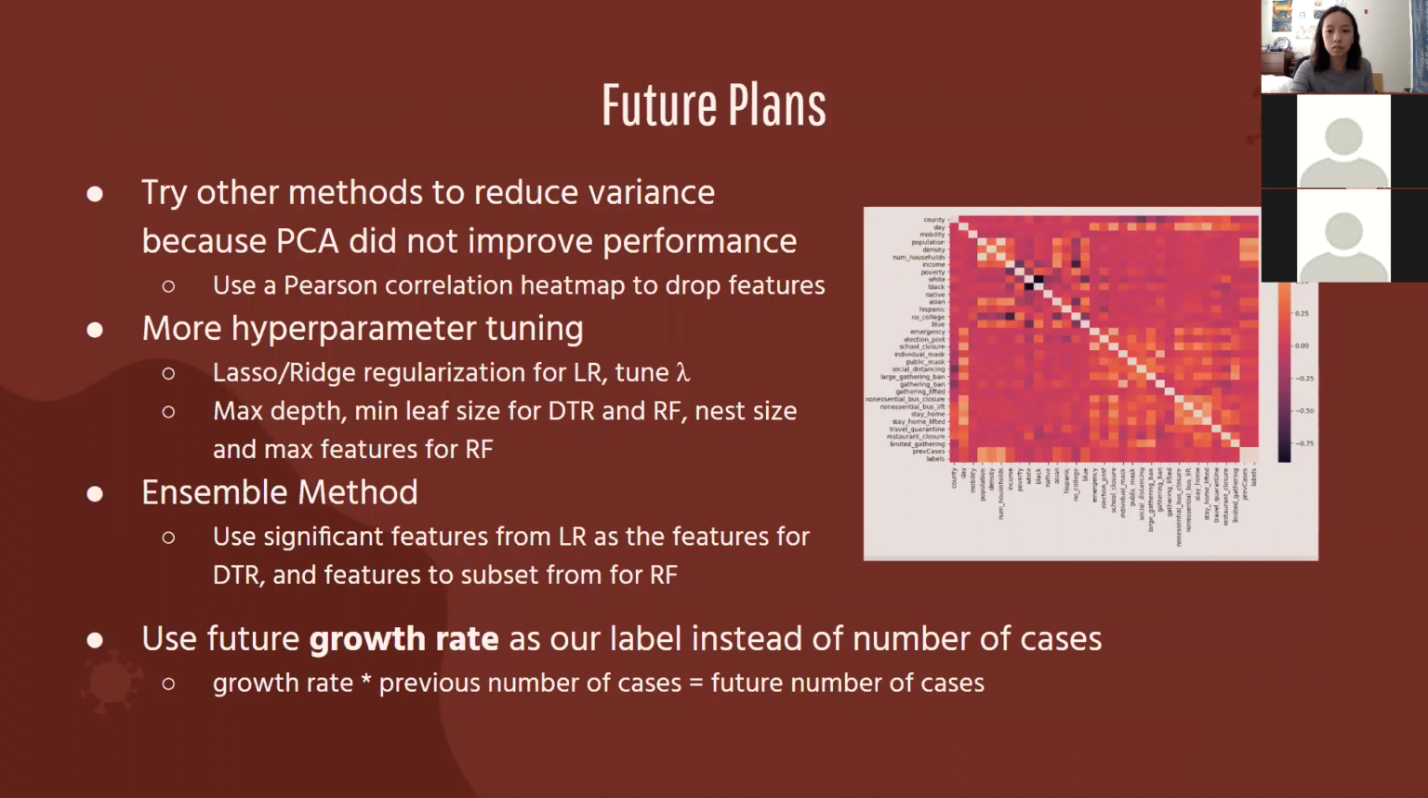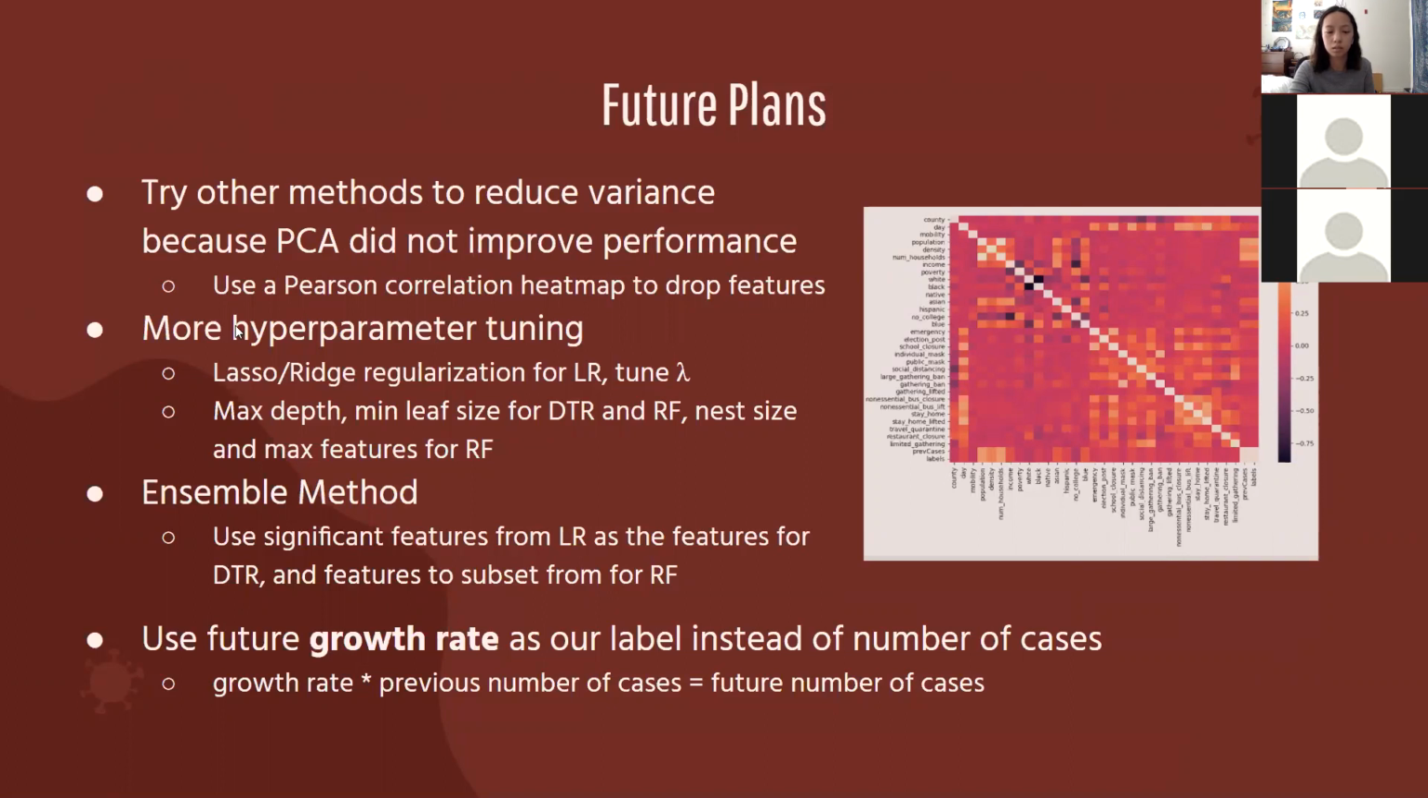We will further tune max depth and minimum leaf size for the decision tree and random forest, and n_estimators and max features for the random forest. We also want to apply the ensemble method to the 3 models we have implemented by using significant features from the linear regression as the features for the decision tree regressor, and features to subset from for random forest.